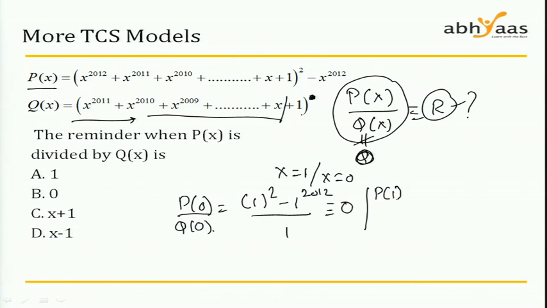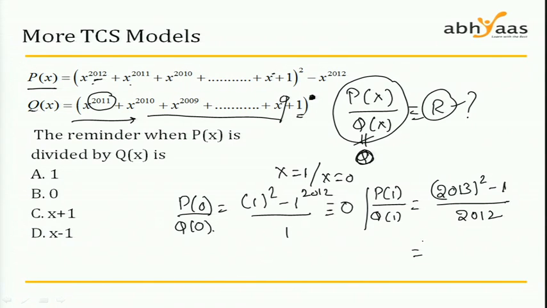Let's see another one. Let's see p of 1 by q of 1. What happens? I have 1 plus 1 plus 1, and how many such terms are there? From x power 2012 to x power 1, there are 2012 such terms, plus 1. So you have 2013 whole square minus 1 power 2012, and 1 power 2012 is just 1, by the denominator. In the denominator, from x power 2011 to x power 1, those are 2011 terms, plus another one, which is 2012. So this is 2012 again. I'm substituting p of 1 by q of 1.